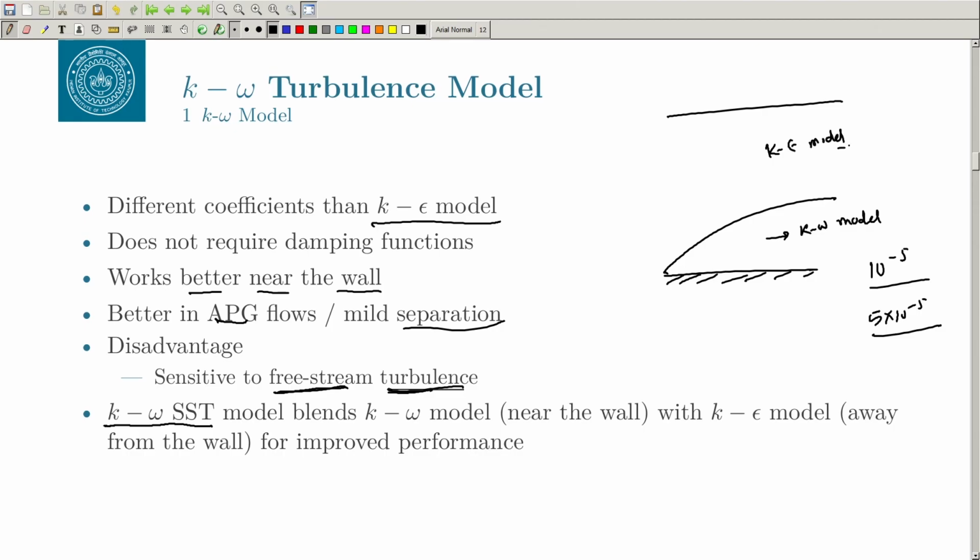Can we blend these models and propose a new model which has the advantage of both of them? It is not very sensitive to the free stream turbulence, which is what the K epsilon provides, and it solves the flow accurately very close to the wall, which is what the K omega provides. That blending is what is called the SST k omega or k omega SST. SST here stands for shear stress transport, and k omega is k omega. Let us look at that model now.